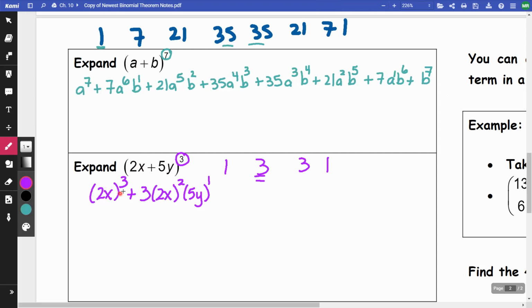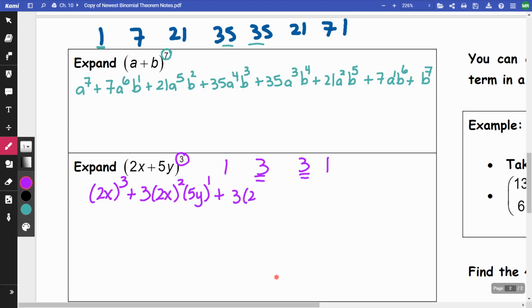So I start with my 2x to the biggest power, 3. Then it's going to go down to a 2. Now 2 plus 1 gets me 3, and when I say 3, it's this 3 here. Okay. Plus, and now I'm going to use this 3.